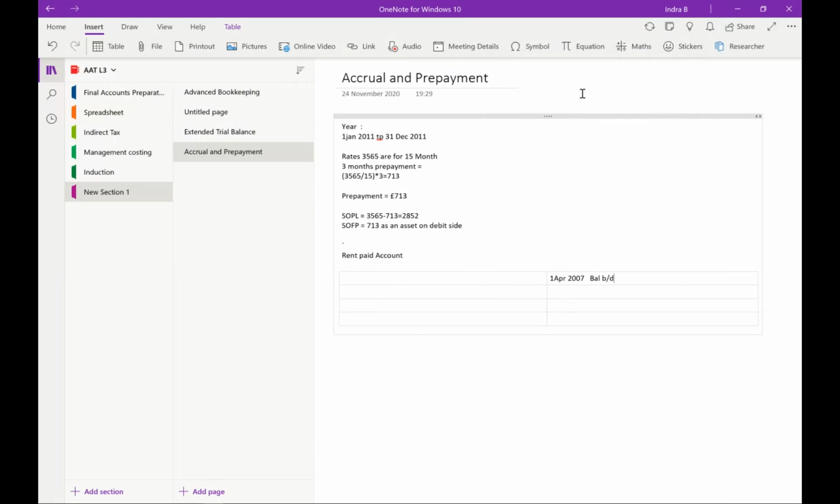In the exam, you will have to use the drop down and find the exact wording. It may be opening accrual or balance brought down. So this figure is here. How much? 750. Yes. And then we are given other things.